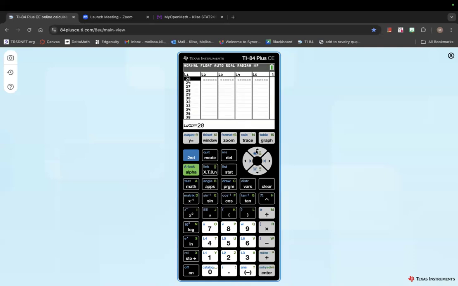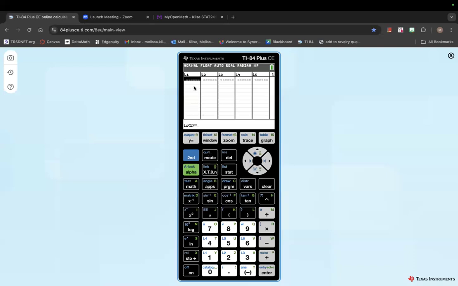And remember, go up to highlight the L1 and hit clear enter. Do not hit delete. Hit clear enter. And now we're going to have this nice pretty blank list. If you have something in L2, do the same thing. Hit clear enter. We want L1 and L2 to be blank because we're going to use both of them.